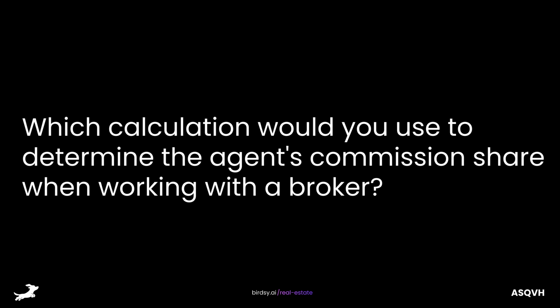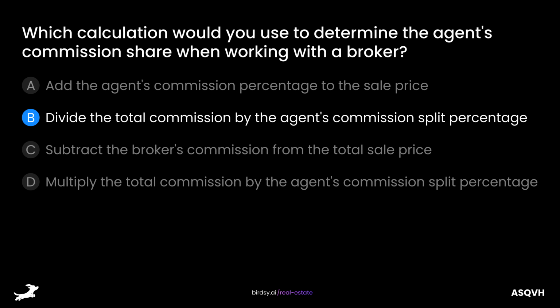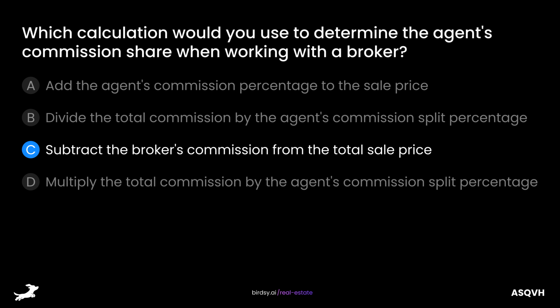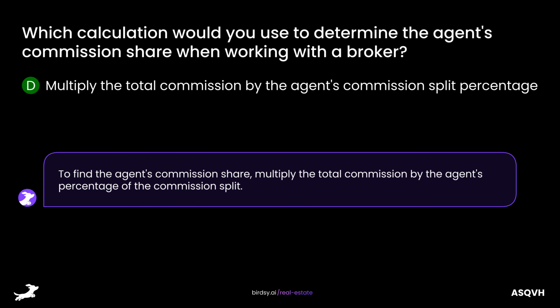Which calculation would you use to determine the agent's commission share when working with a broker? Is it A, add the agent's commission percentage to the sale price? B, divide the total commission by the agent's commission split percentage? C, subtract the broker's commission from the total sale price? Or D, multiply the total commission by the agent's commission split percentage? The answer is D, multiply the total commission by the agent's commission split percentage. To find the agent's commission share, multiply the total commission by the agent's percentage of the commission split.